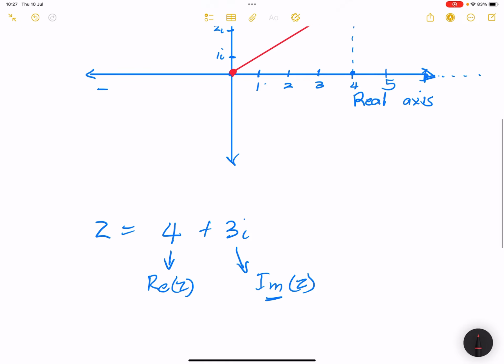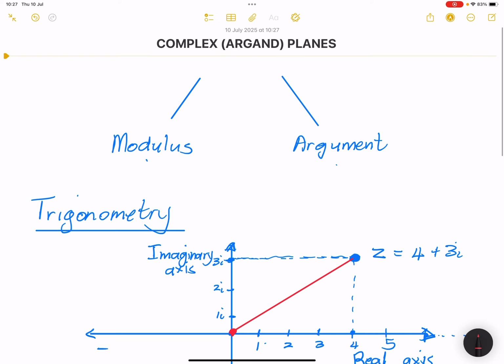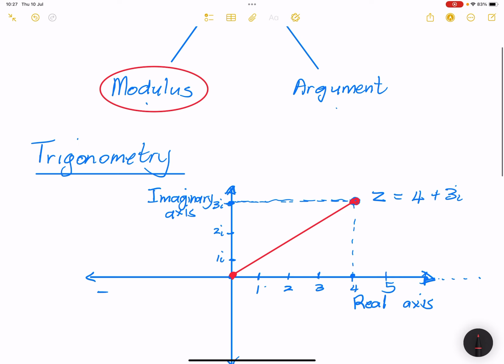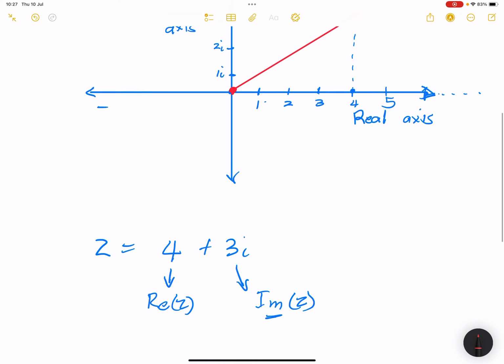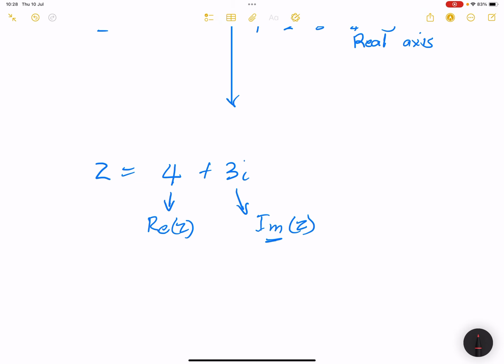Now I want you to note, what is the modulus? I did say at the beginning that I want us to understand this word. The modulus is simply that distance, from the origin up until you get to that point. But how do we represent it?